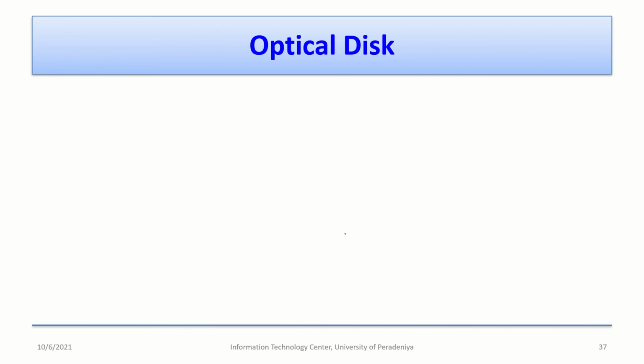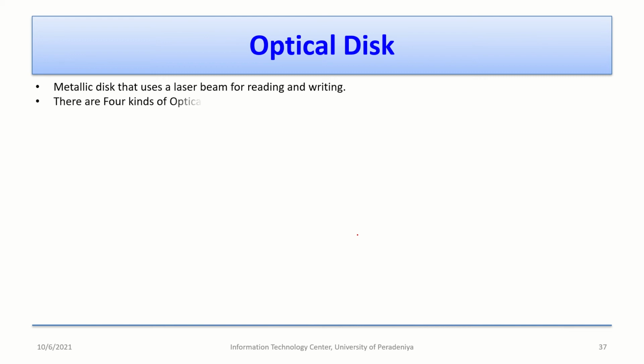And then we come to the optical disc. An optical disc is a metallic disc that uses a laser beam for reading and writing purposes. There are four kinds of optical disc. First we have the CD, or compact disc read-only memory.